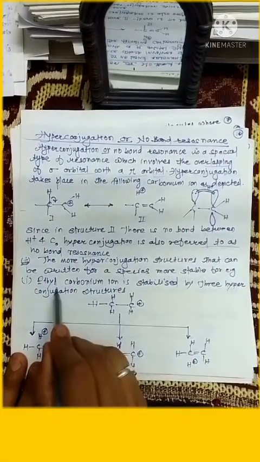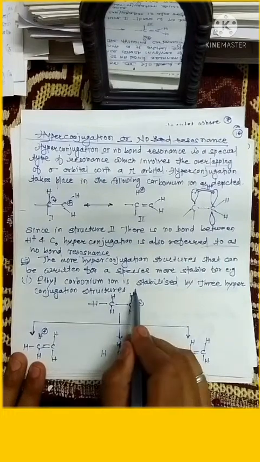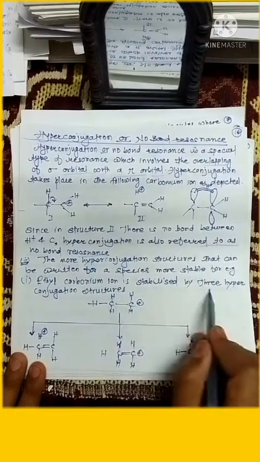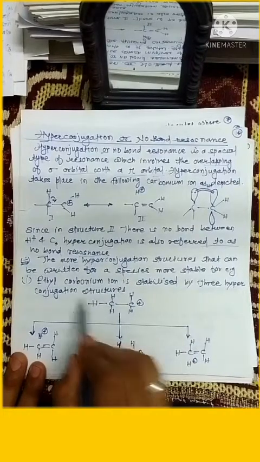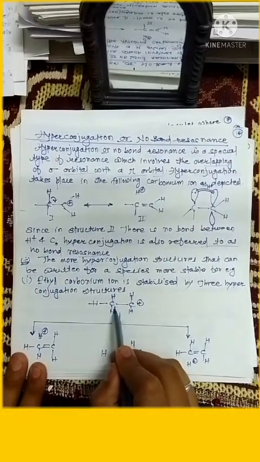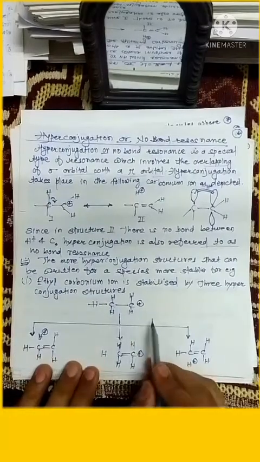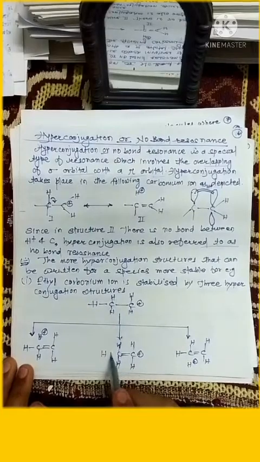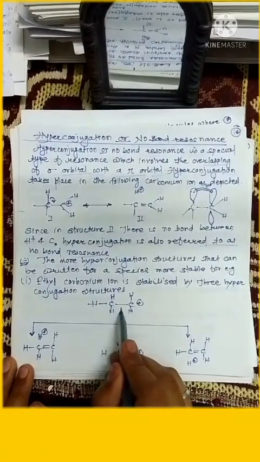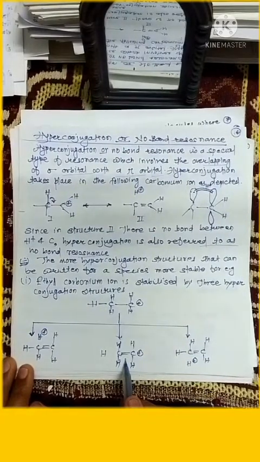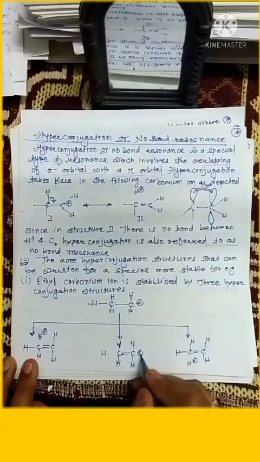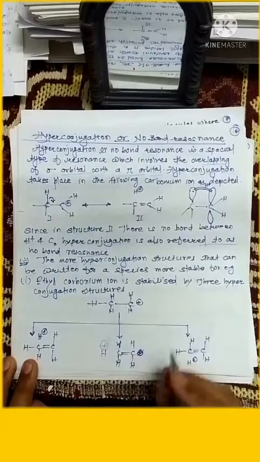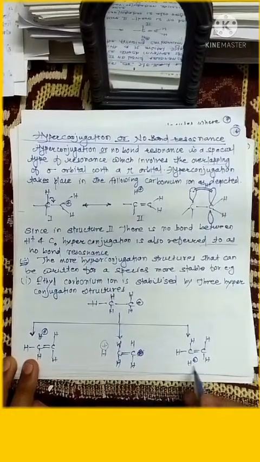For example, the ethyl carbonium ion is stabilized by 3 hyperconjugation structures. So it is the ethyl carbonium ion. So one can shift this bond here. In the second structure, this bond can be shifted here like this. In the third structure, this bond can be shifted here.